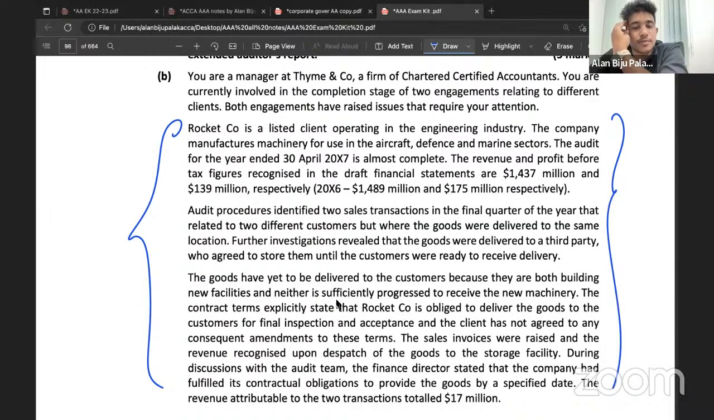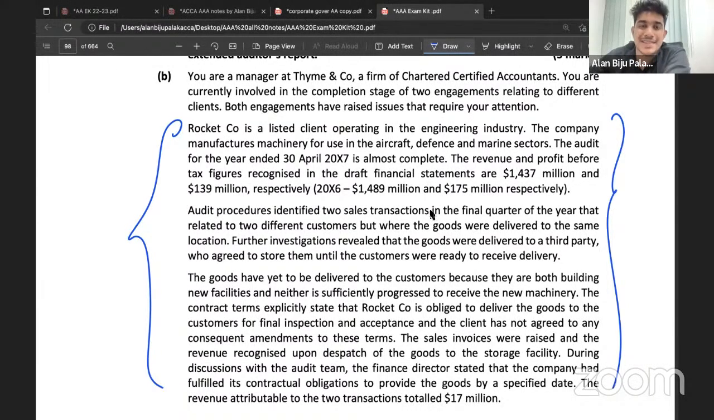The contract terms explicitly state that Rocket Company is obliged to deliver goods to the customers for final inspection and acceptance, and the client has not agreed any consequent amendments to these terms. The sales invoices were raised and the revenue recognized upon dispatch of the goods to the storage facility. During the discussion with the audit team, the finance director stated that the company had fulfilled its contractual obligations to provide goods by a specified date. The revenue attributable to the 2 sales transactions totals 17 million.